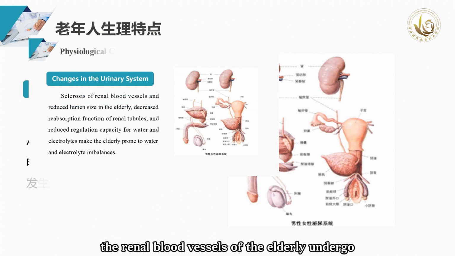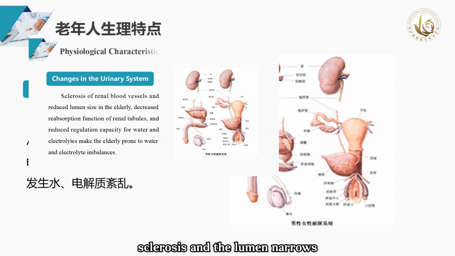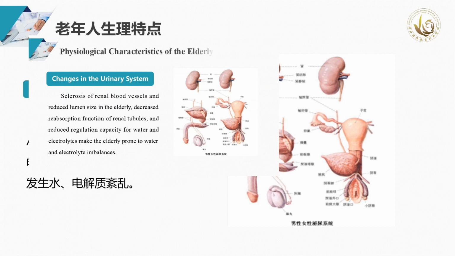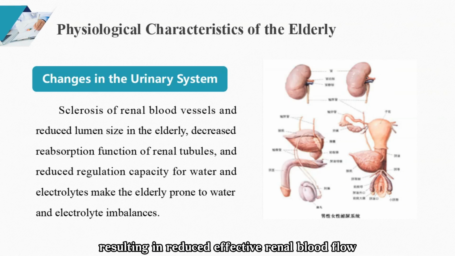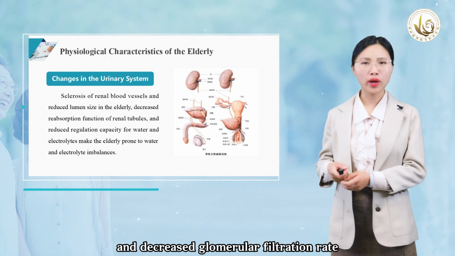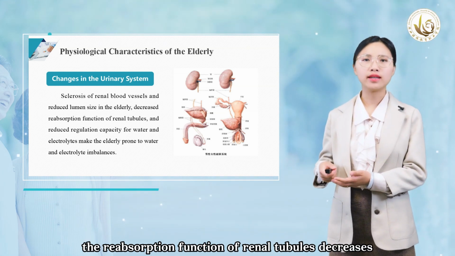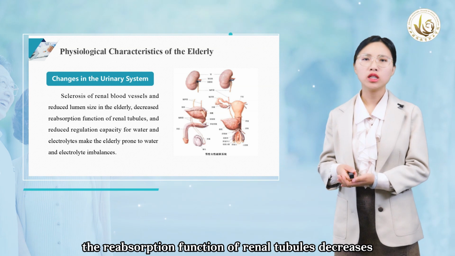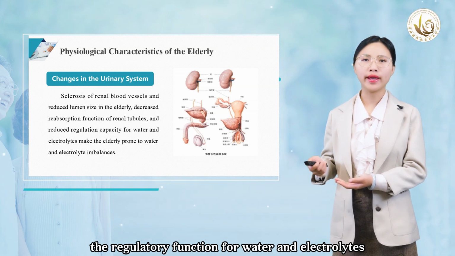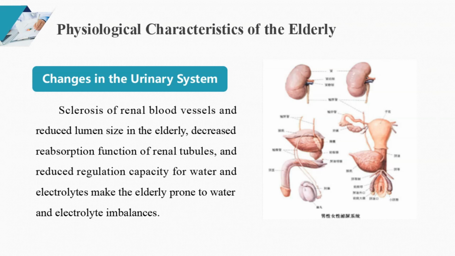The renal blood vessels of the elderly undergo sclerosis and the lumen narrows, resulting in reduced effective renal blood flow and decreased glomerular filtration rate. The reabsorption function of renal tubules decreases. The regulatory function for water and electrolytes declines, making the elderly prone to water and electrolyte disorders.